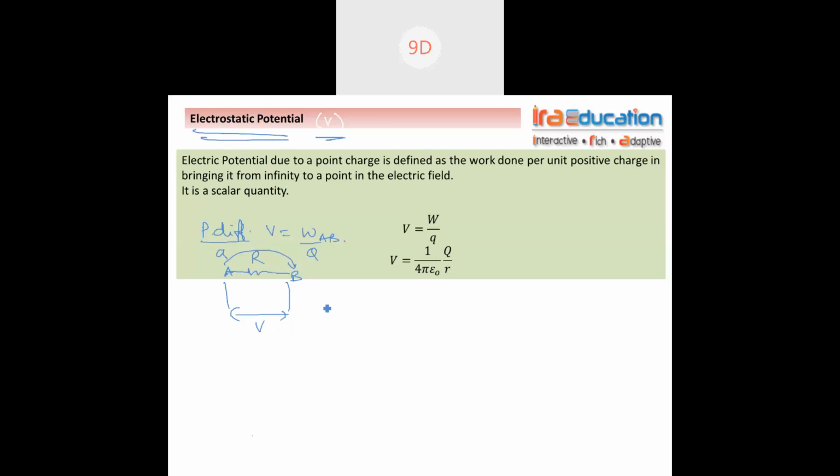What is electrostatic potential? If some charge is over here, what is this charge? Source charge. If the source charge is at some particular distance and I want to move a test charge close to the source charge, or bring a charge from infinity, the work done to move that positive charge from infinity is called the electrostatic potential. Clear? So this is the actual definition. This is the most important definition.